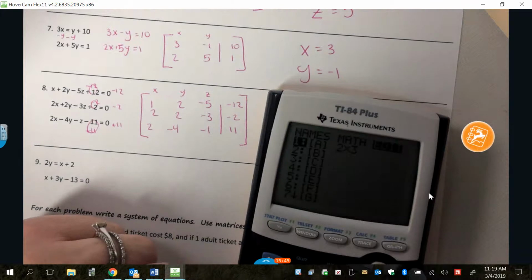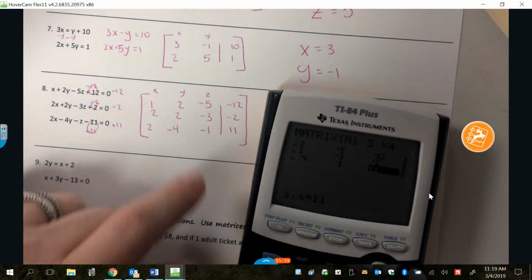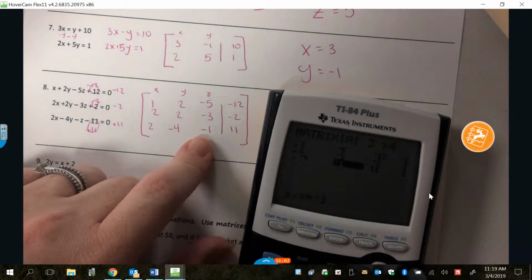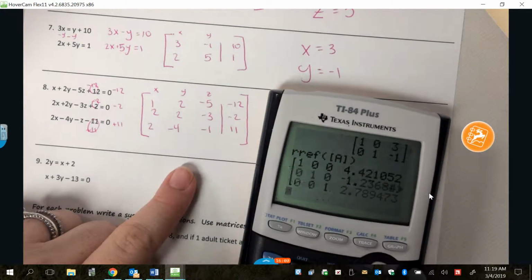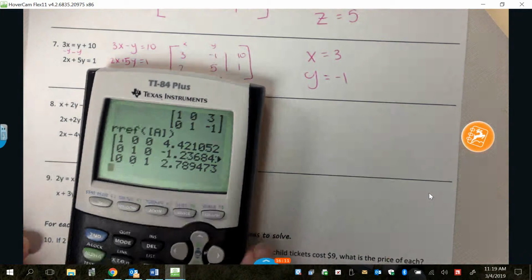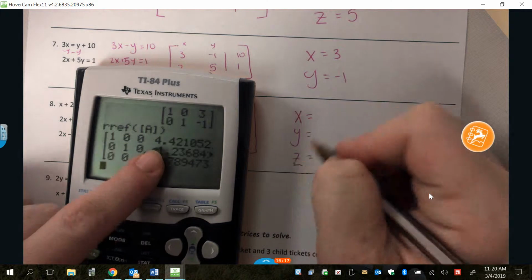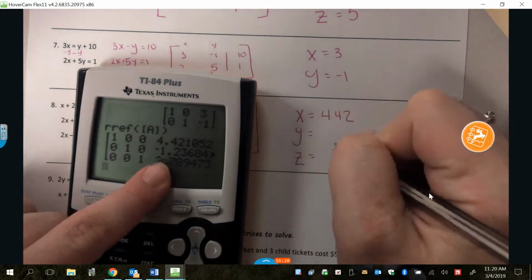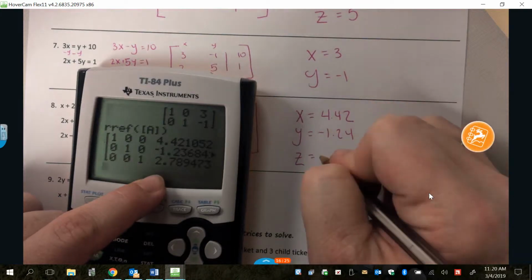Second matrix. This is a 3 by 4. 1, 2, negative 12, negative 2, 11. Negative 5, negative 3, negative 1. 2, 2, 1, 2, 2. Okay, so now I'll do it again. And these are ugly. We're just going to round to the nearest hundredth, okay? Your test will not have ugly ones. They'll be pretty. So 4.42, negative 1.24, and 2.79.